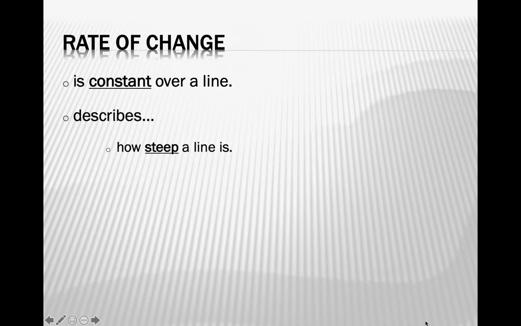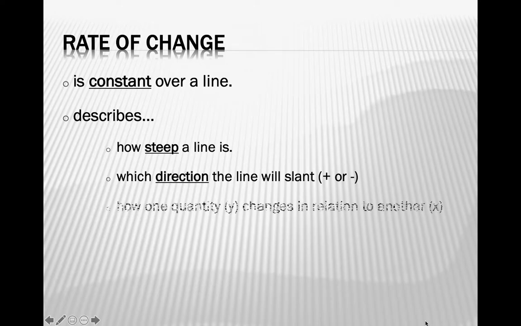Rate of change is constant over a line. If a line is straight, that means that the rate of change is the same no matter where you are on the line. It describes how steep a line is. It describes which direction the line will slant, positive if it's increasing or negative if it's decreasing. And it will also describe how the y quantity changes in relation to the x quantity.